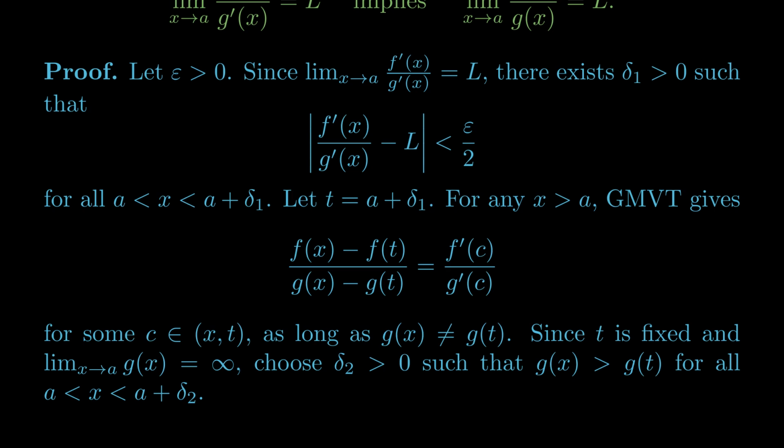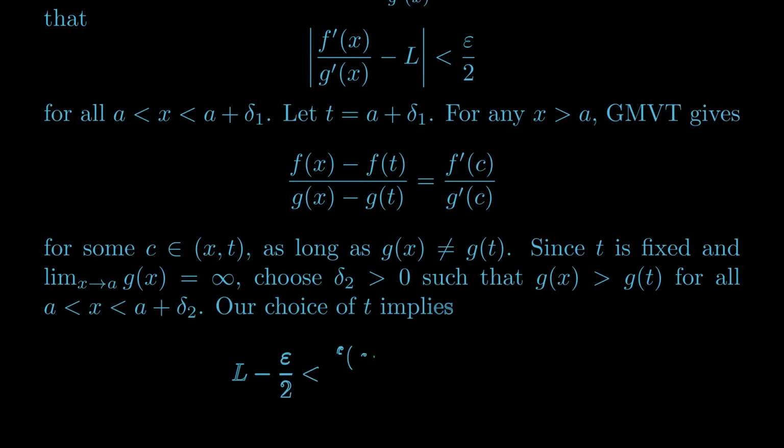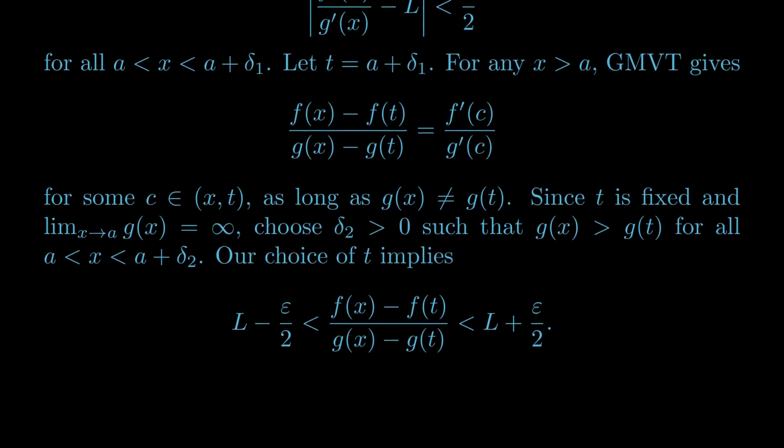And this statement does two things. It guarantees that denominator is non-zero, but it'll also allow us to isolate f of x over g of x with some algebra. Our choice of t implies that the quotient f of x minus f of t over g of x minus g of t is in the epsilon over 2 window around L, because that quotient, by the generalized mean value theorem, was equal to f prime of c over g prime of c for some c in the interval x to t, which is a subset of a to t. And instead of using our epsilon window capital V notation, I've just written this out as a string of inequalities so that we can think about it more algebraically.